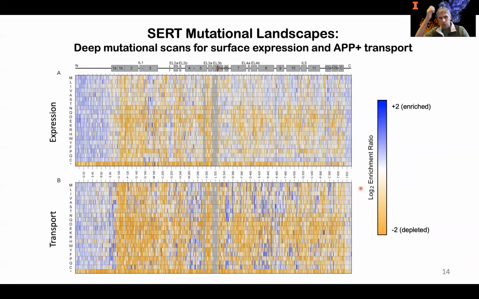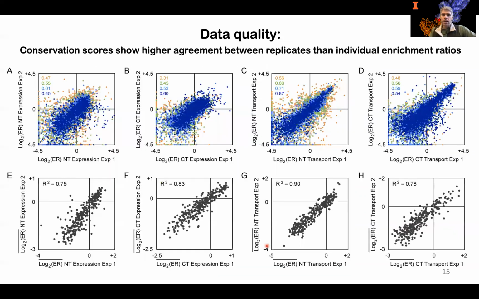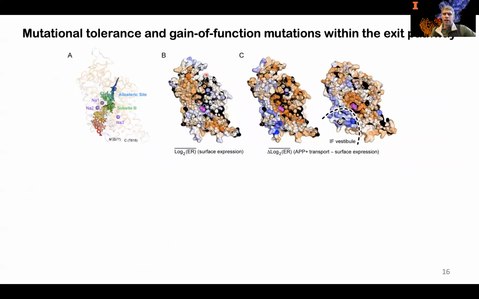We did deep mutagenesis on SERT for expression, shown at the top, and also for transport. The data quality is quite reasonable. So here in this top row, we're comparing log2 enrichment ratio values for 2 independent replicate experiments. The agreement for these kinds of selections in human cells using our methods is quite good. We have some data sets that are much worse than this. We do have some that are also better. So again, orange means that mutations tend to be bad.